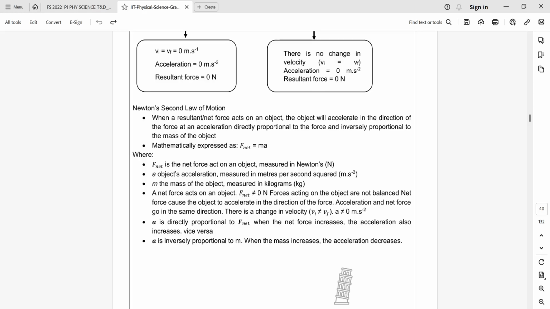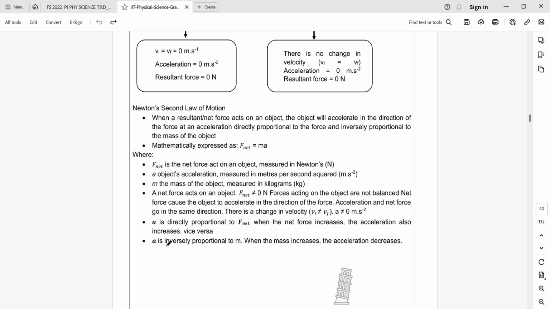Okay, good evening. Today I want us to do Newton's second law of motion. As you see from the diagram, I have some notes here.